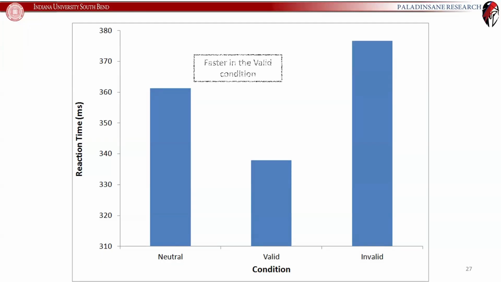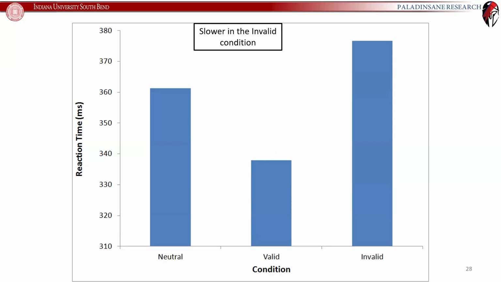So to sum this up, basically you are much faster in the valid condition, or you are significantly faster. I'll use the technical statistical term. You are faster in the valid condition, and you are slower in the invalid condition. And that is the main finding that we have here. When you get cued in the wrong direction, it takes you longer to correct and find that red square. When you're cued in the correct direction, you find that red square much more quickly.